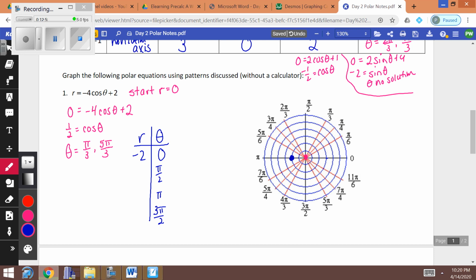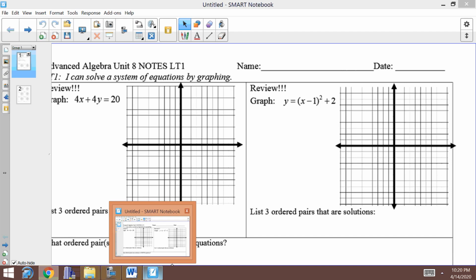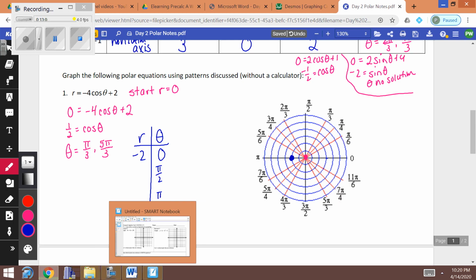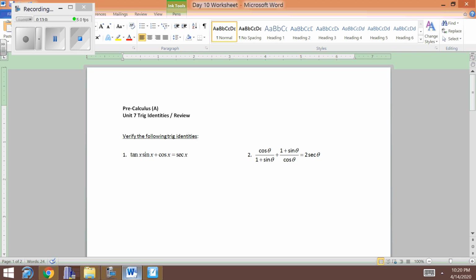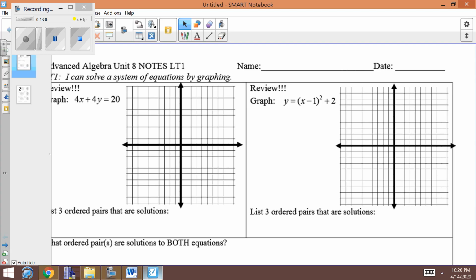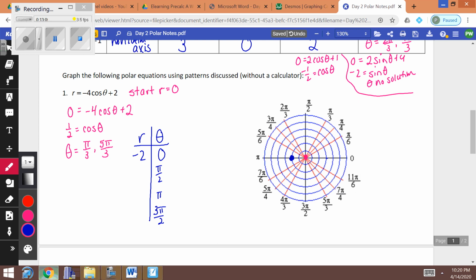So that's our -2. At pi over 2, we know the cosine of pi over 2 is 0. Sorry, guys, wrong one. There we are. -4 times 0 plus 2, we're going to get 2. So at pi over 2, it's going to be up here at 2.